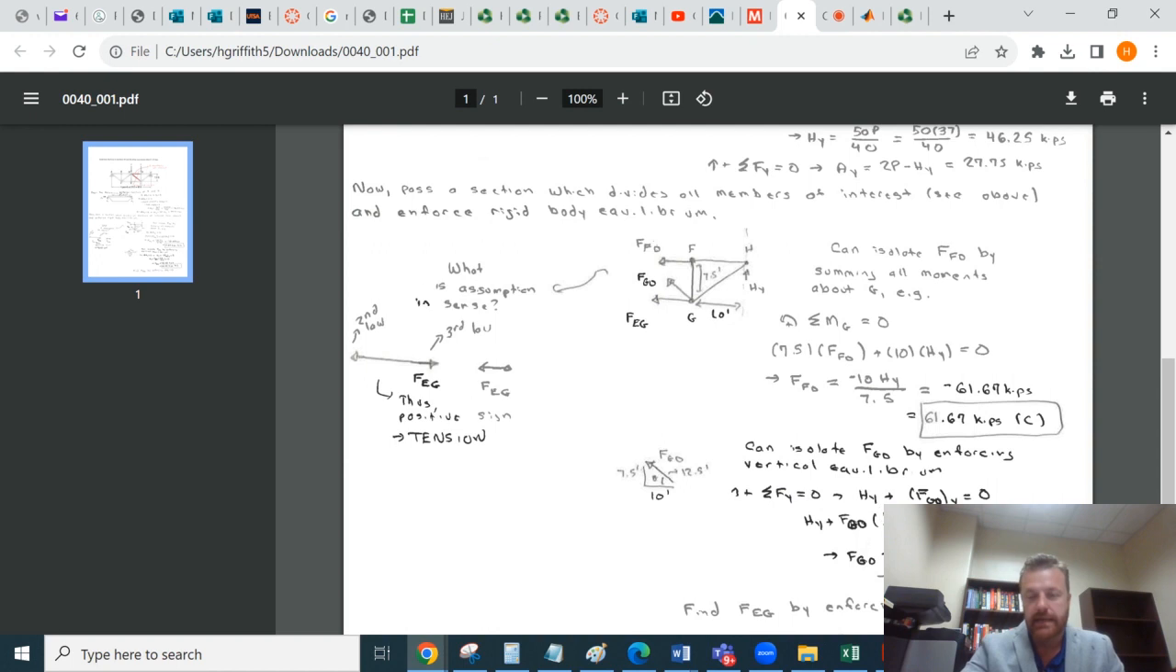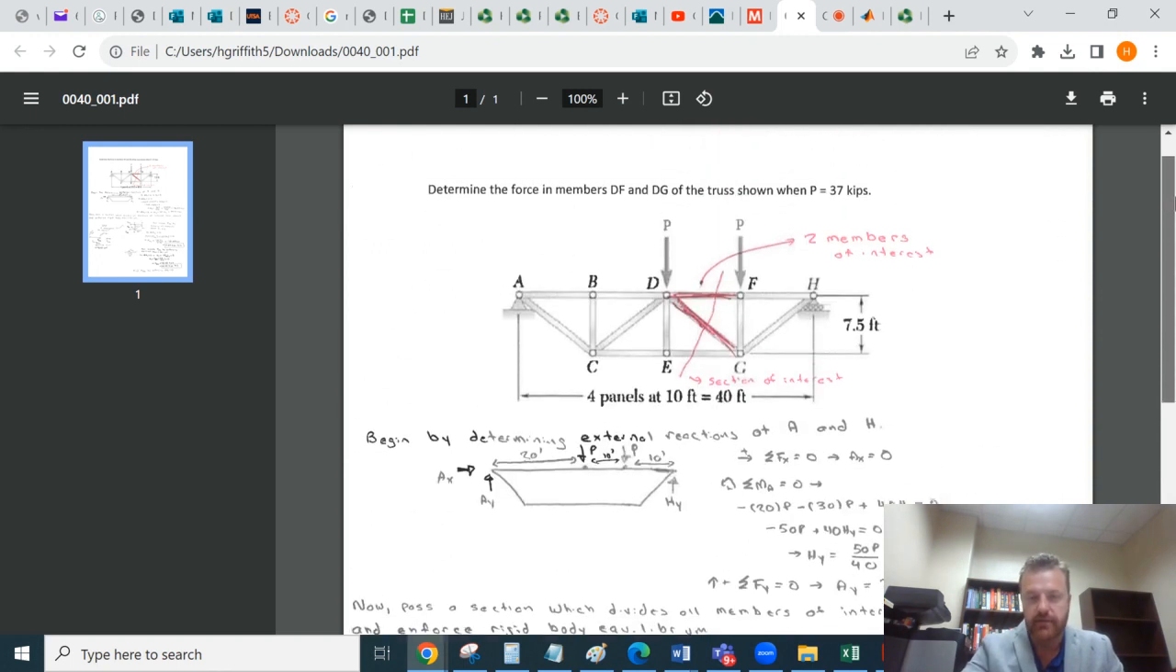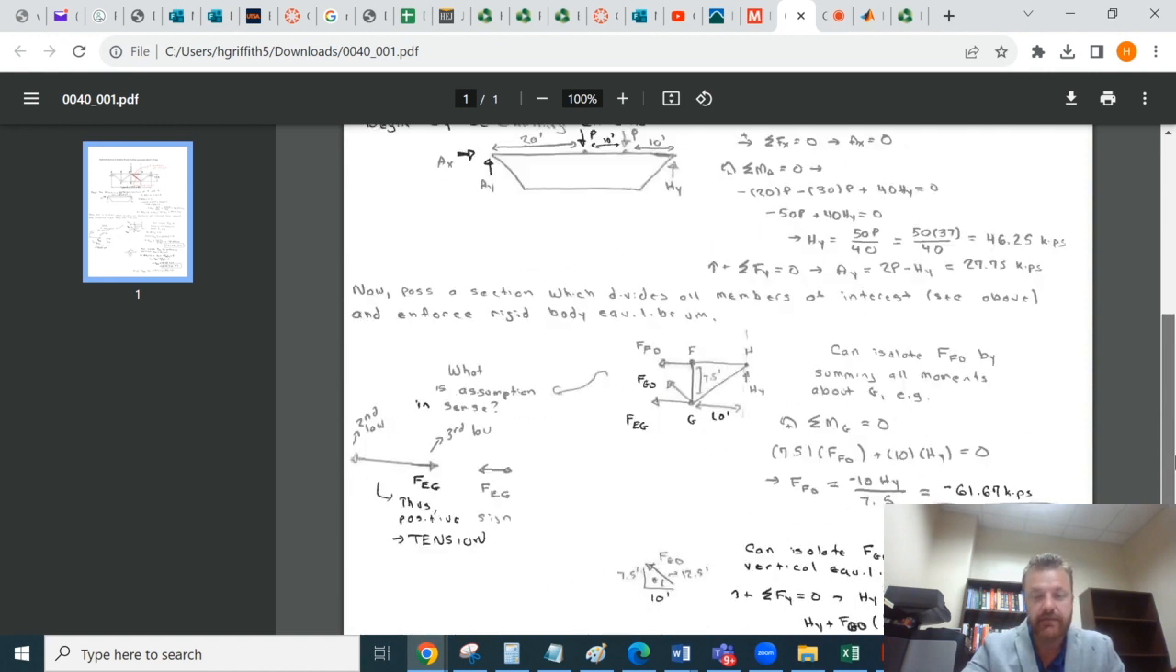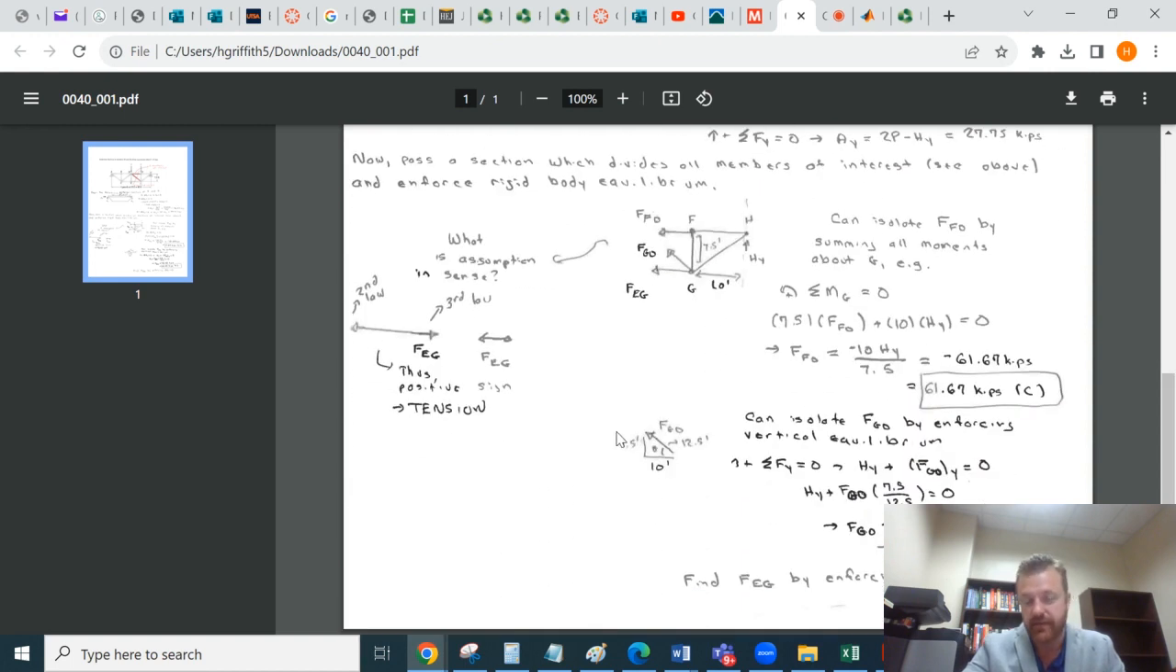The one thing to be careful of is how you actually do your decomposition of FGD. Again, we need to look at the geometry of the truss, and since the line of action of this force is going to follow a right triangle where the width is 10 feet and the height is 7.5, just like we did in the last problem, you can use Pythagorean's theorem and find that the hypotenuse of that triangle would be 12.5. Then if you wanted to get the y component, it's going to be related to the sine of that angle, which would be opposite divided by hypotenuse. That's how I got the 7.5 divided by 12.5. That is the sine of this angle.